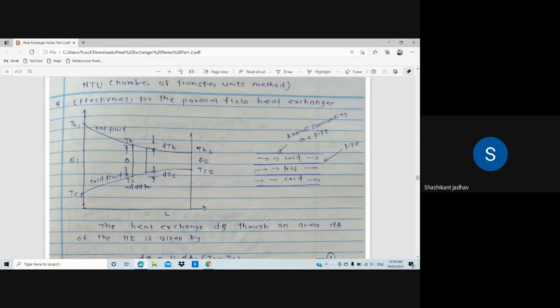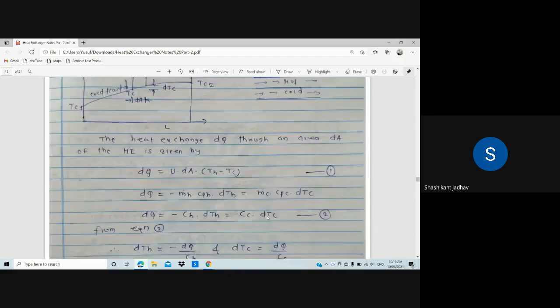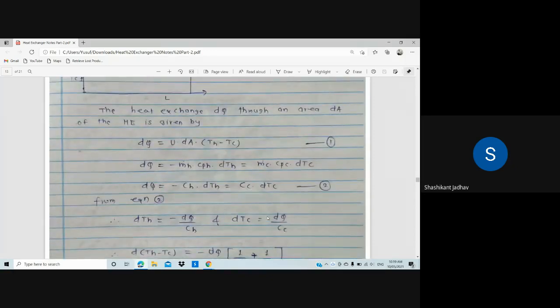The heat exchange dq through an area dA of the heat exchanger is given by, already we have written this equation in the LMTD for the parallel flow heat exchanger. Same equation we have to write down. जी काही हीट एक्सचेंज होणार आहे, जो काय आपण स्मॉल एलिमेंटल एरिया कन्सिडर केलेला आहे, त्याच्यामध्ये काय जी काही हीट ट्रान्सफर होणार आहे फ्रॉम द हॉट फ्लूइड टू कोल्ड फ्लूइड. सो हाऊ टू राईट द इक्वेशन फॉर दॅट पर्टिक्युलर स्मॉल एलिमेंटल एरिया, दॅट इज स्मॉल एलिमेंटल एरिया म्हणून आपण डीक्यू घेतोय. जर होल सरफेस कन्सिडर केला असता तर क्यू घेतला असता.